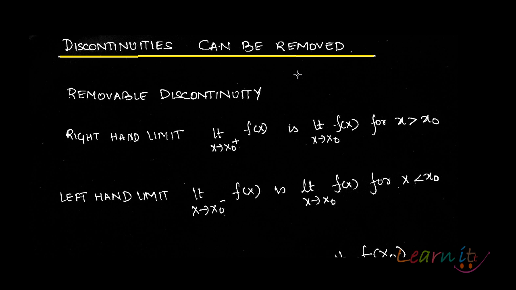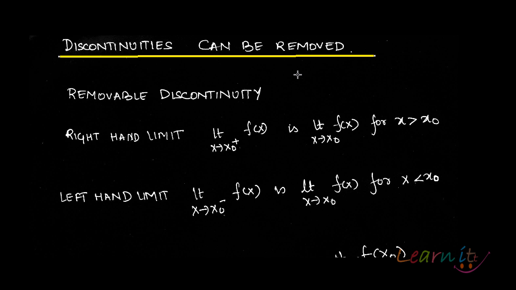By now we realize that certain functions can be discontinuous, right? Any function which is not continuous would be discontinuous. But certain types of discontinuities can be removed by doing some kind of manipulation or changing the function in such a manner that it turns into a continuous one. Now, removable discontinuity is something that we will be dealing with in this video.